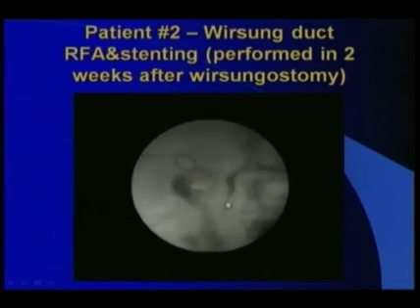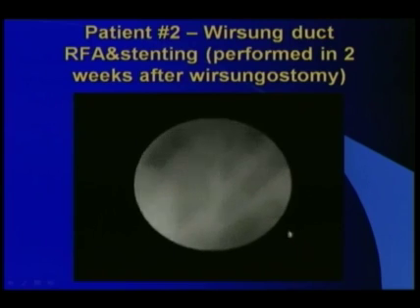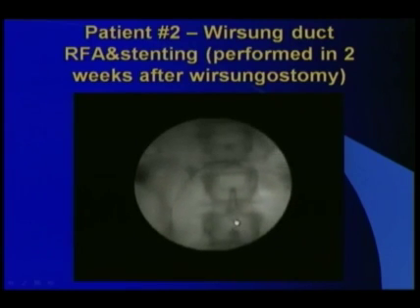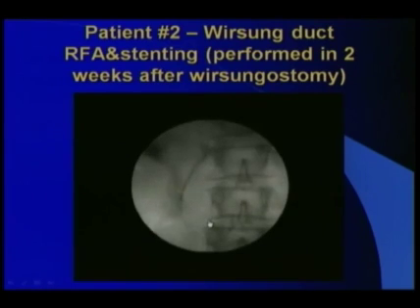Note these tiny electrodes. This is a bipolar RF device which can process the block. We apply RF energy, and then after RF processing, we put in the 6 mm balloon-expandable stent, which is expanded in the distal portion of the Wirsung duct. You can see this process in real time. So this stent is expanded.